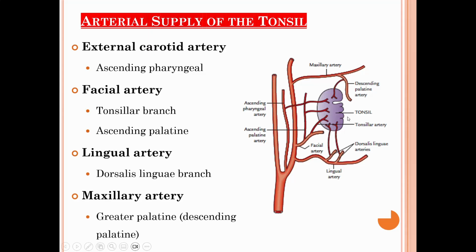This is the tonsil. You can see here the ascending pharyngeal, which is giving here the palatine branch. Then here is the facial artery, which is giving the ascending palatine and tonsillar branch. Then here is the lingual artery, which is giving the dorsal lingual branch, and here from the maxillary artery, third part of the maxillary artery, that is giving the greater palatine, from which one tonsillar branch or descending palatine branch will come.